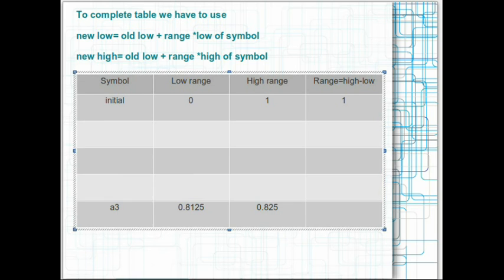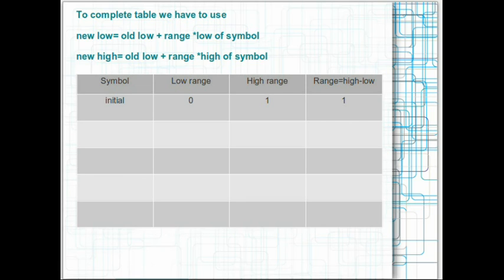Now to get this table we have to use two different formulas. The very first formula is new low, which is equal to old low plus range into low of symbol, and new high, which is equal to old low plus range into high of symbol. Okay, now this table begins with some initial values. Initially low range is 0 and high range is 1, and these are fixed, and we calculate the range, which is nothing but the difference between these two, 1 minus 0, 1.